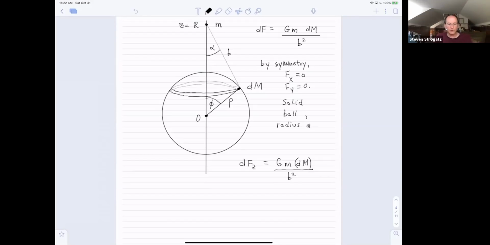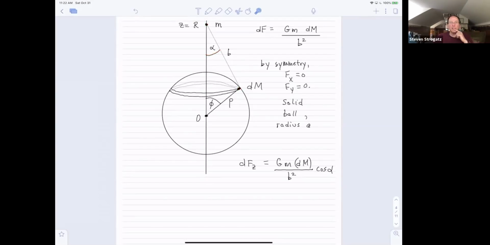But then I have to include, since I'm only interested in the z component, cosine of alpha, where cosine of alpha refers to this angle. This is the alpha right here. It's going to be the angle measured from the mass down to my mass element, right? This angle alpha is important.